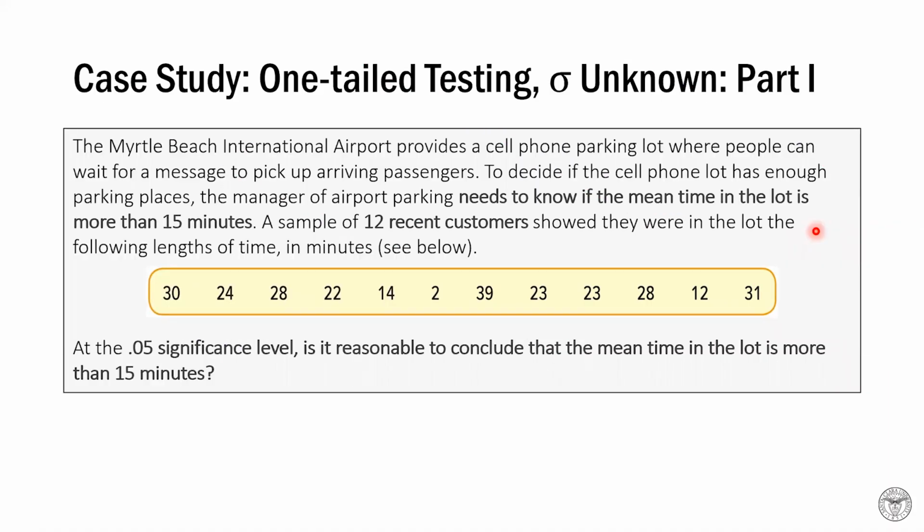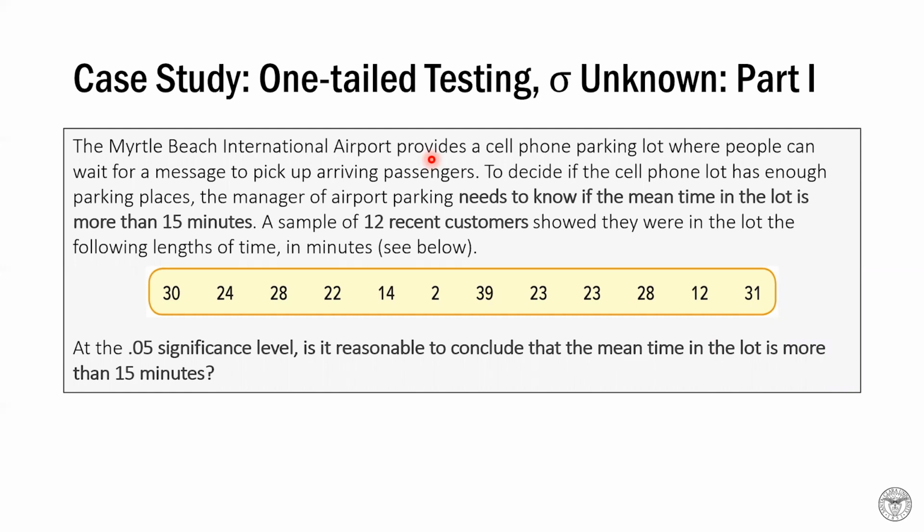We start with a one-tail test, a left-tail test. Again, we use the 6-step hypothesis testing procedure. I will first give you the background information of this case. The Myrtle Beach International Airport provides a cell phone parking lot where people can wait for a message to pick up arriving passengers.